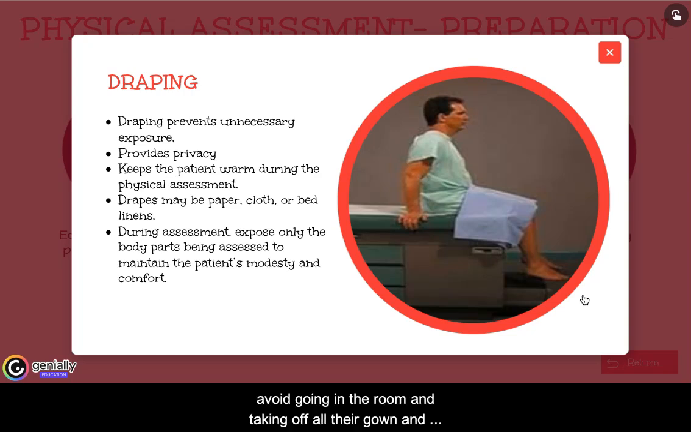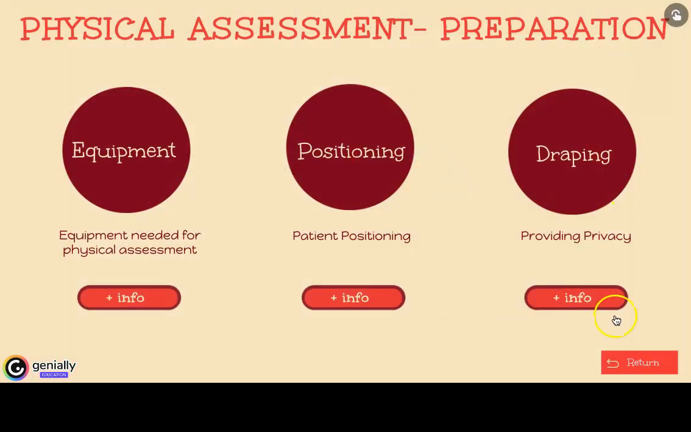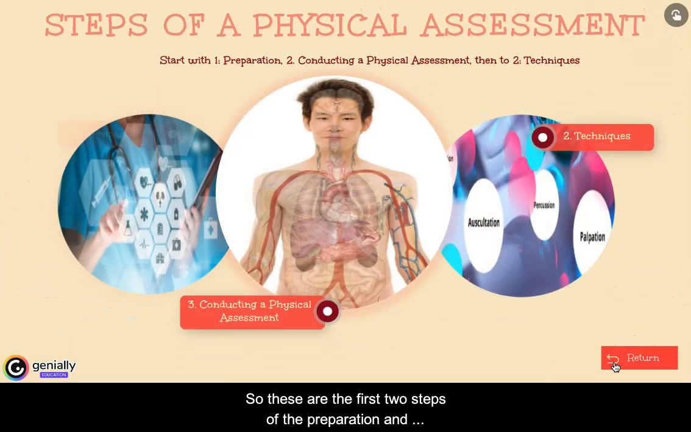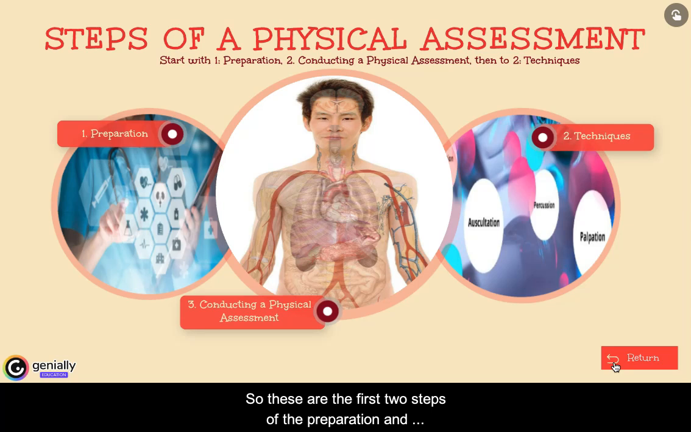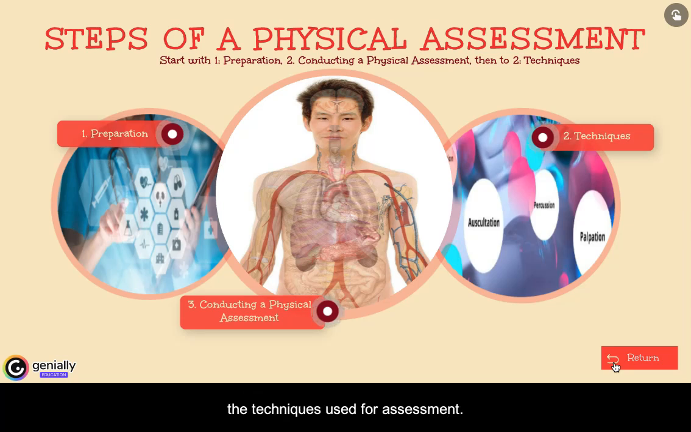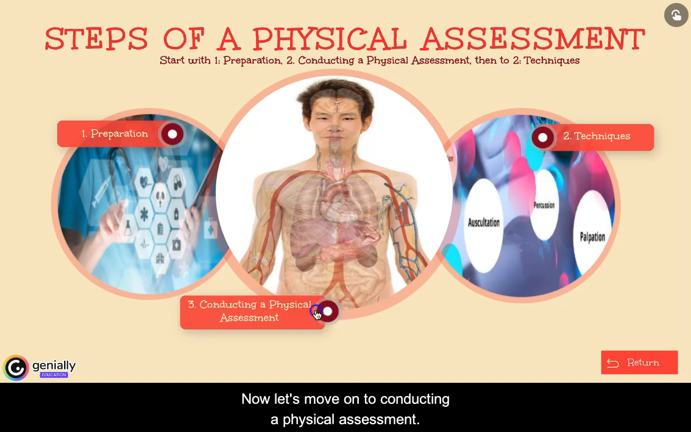Avoid going in the room and taking off all their gown and the blankets, everything, and they're laying there naked, and you're saying, okay, I'm going to do a physical assessment now. That takes away their dignity and their modesty. They're already going through a lot, so the least we can do is protect their privacy and give them that dignity. So these are the first two steps of the preparation and the techniques used for assessment. Now let's move on to conducting a physical assessment.